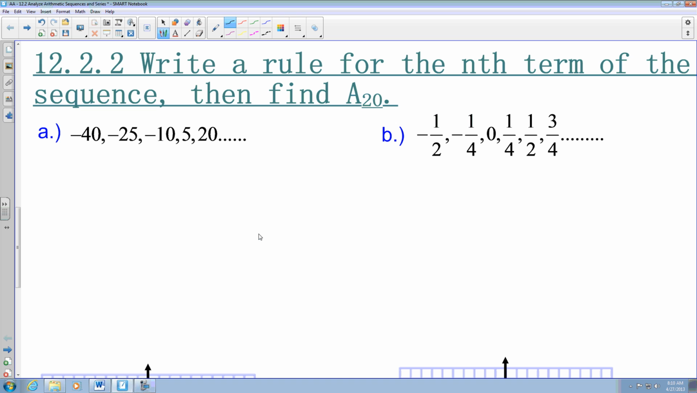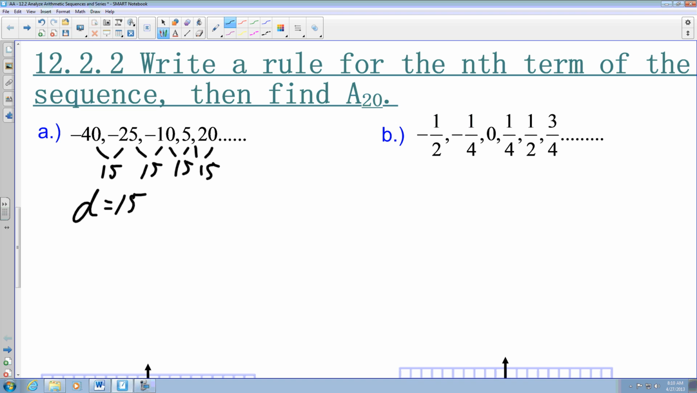So my sequence here is negative 40, negative 25, negative 10, 5, and 20. What I need to do first is find out what the common difference is. I can do that by taking negative 25 and subtracting negative 40, and from there I get a positive 15. So if I add 15 to negative 25, will I get negative 10? Yes, I will. Negative 10 plus 15, will that give me 5? Yes, it will. 5 plus 15, will that give me 20? Yes, it will. So my common difference, D, is going to equal 15.